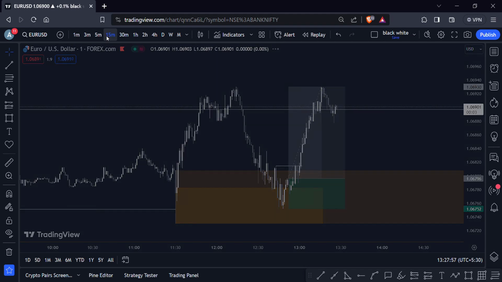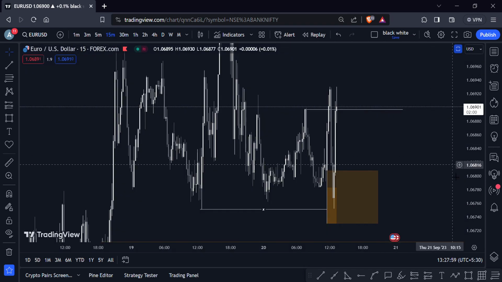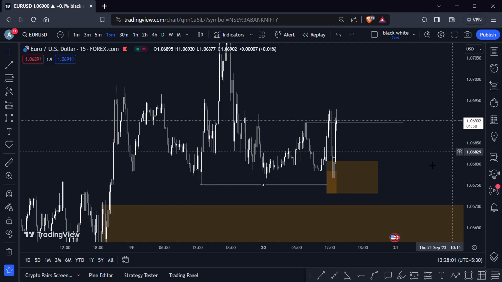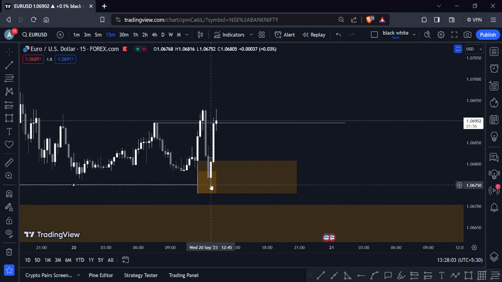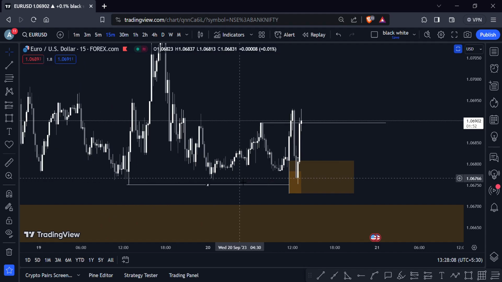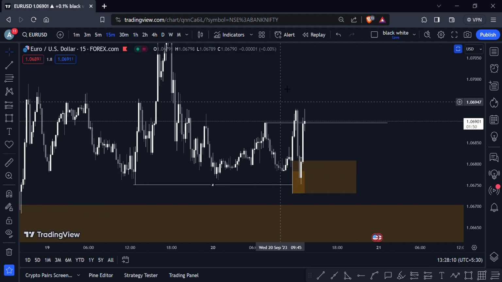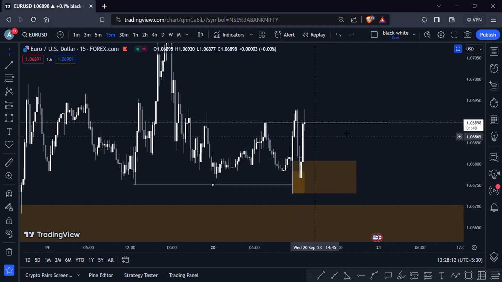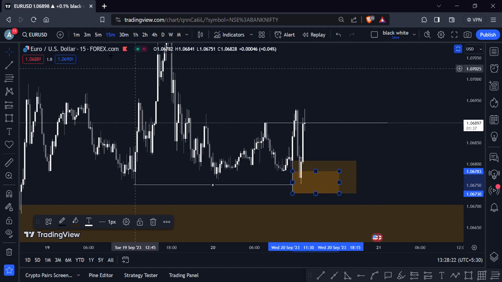So in my previous video, I had already explained the market bias for today. So this was the leg which actually took the liquidity of all the liquidity pool, and took the stop losses of the people and broke the high in 15 minutes. And I had told you in my previous video that I'll most probably take a bullish trade from here.